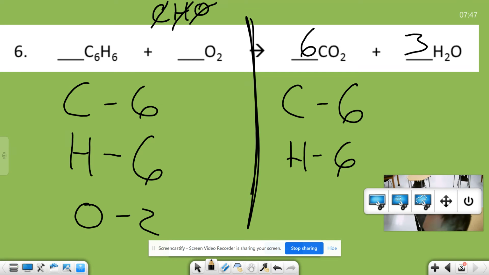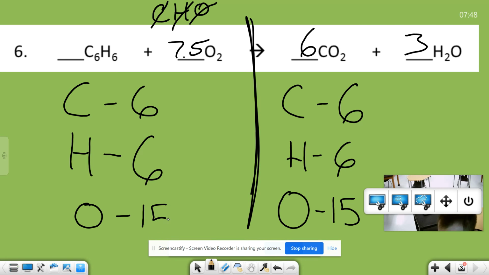We have 2 over here. And over here, 6 times 2 is 12. And then 3 times 1 is 3. So 12 plus 3 would be 15. That means that we're going to need to get 15 oxygens over here. Let's see. That would be 15 divided by 2 is what? 7.5? So that'll get us to 15.